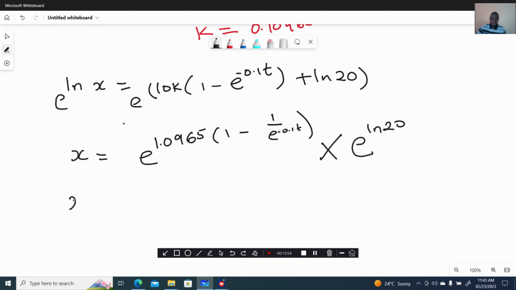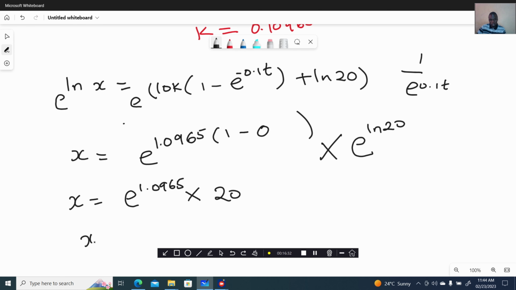So the value of x, you see guys, when t becomes larger, we are having 1 over e to the power of 0.1t. When the value of t is very big, the denominator is going to be very big, and this value is going to approach 0. That's why I'm going to substitute this part by 0. And this gives us e to the power of 1.0965 times e to the power of ln 20, which is 20.